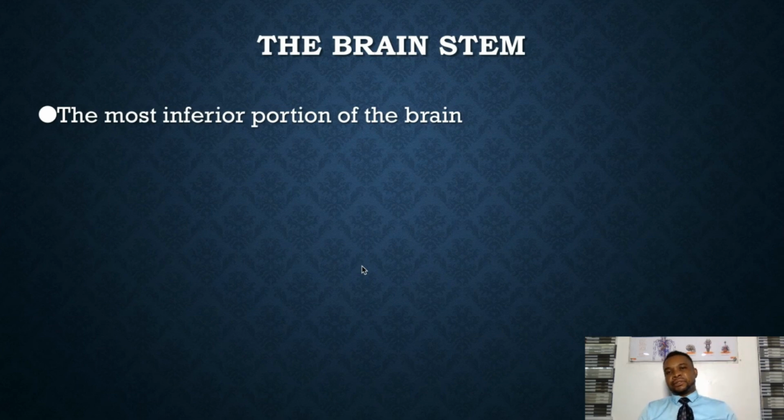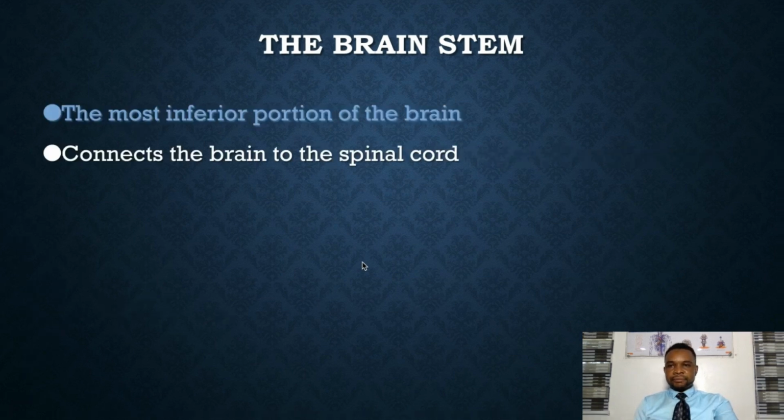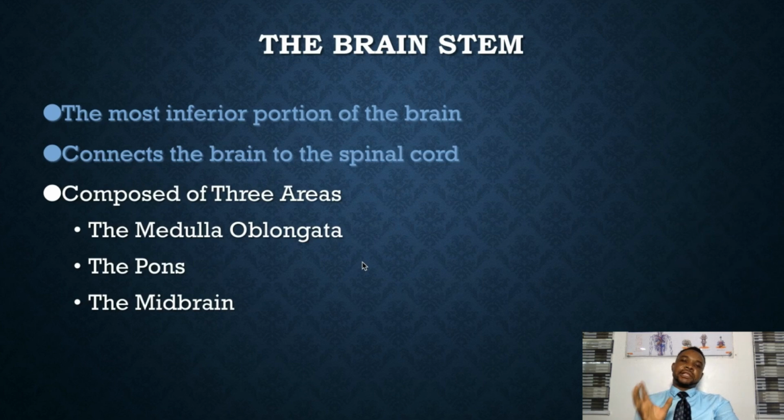Now, let's go down to the stem. We are done with the cerebrum, the cortex, and the medulla. So let's go to the brain stem. The brain stem is the most inferior portion of the brain. It connects the brain to the spinal cord. So the brain stem lies between the cerebrum and the spinal cord. It's the structure that connects the brain and the spinal cord.